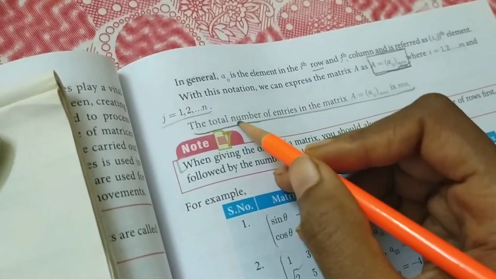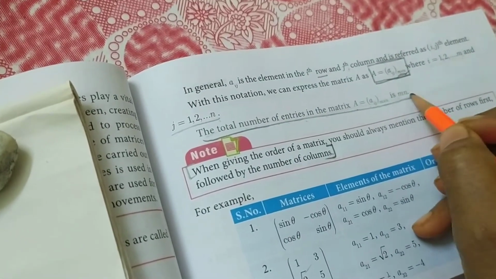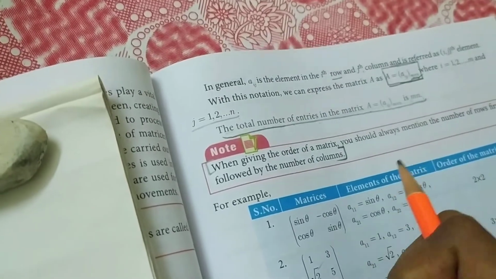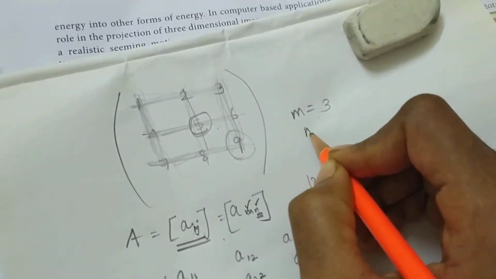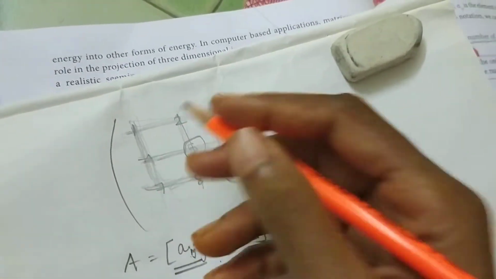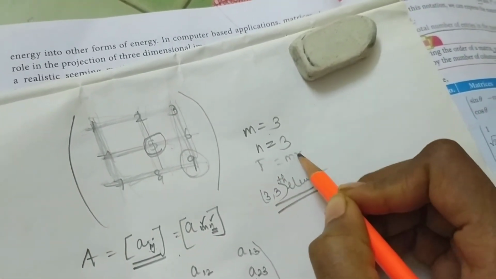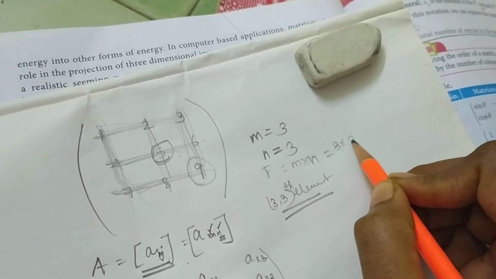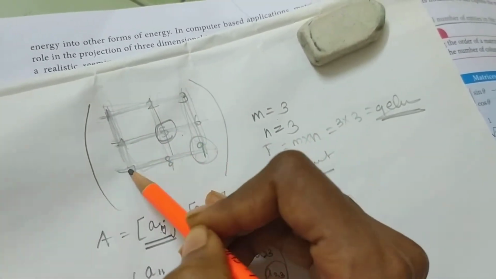That's it. If they are asking the total number of entries in the matrix, A equal to [aij] m cross n, the total number means the number of elements I am having in this. So what is my m in this place? m is the rows: 1, 2, 3. What's my n? 1, 2, 3. How many elements in total? It's very difficult to count like this, so the total number of elements means m into n. 3 into 3 is equal to 9 elements in this matrix. So 1, 2, 3, 4, 5, 6, 7, 8, 9 elements, right? That's one thing they are telling.